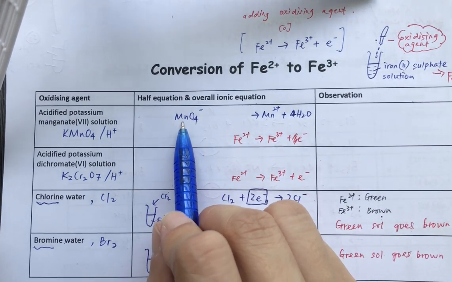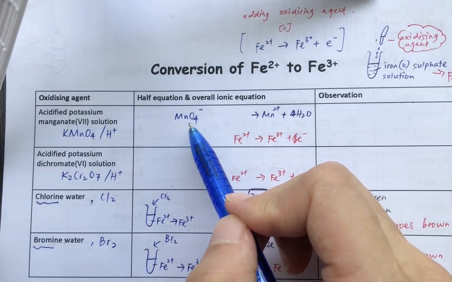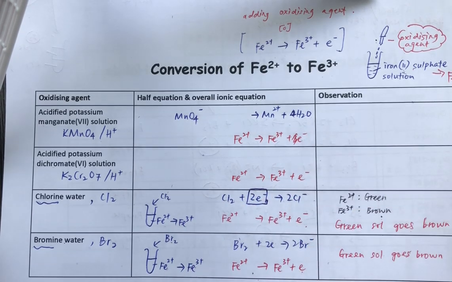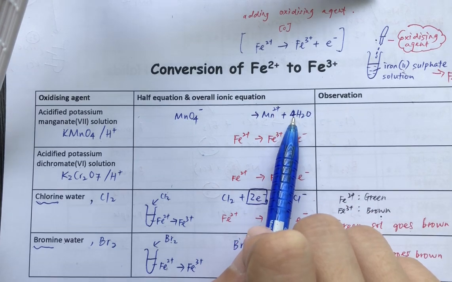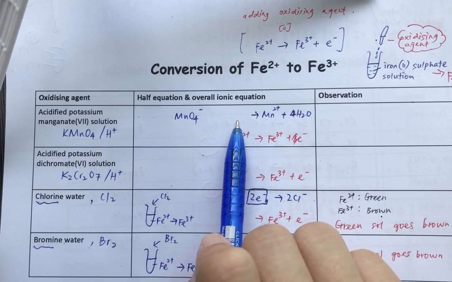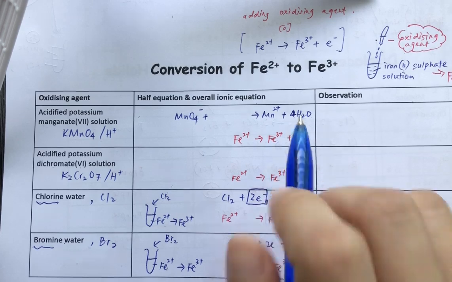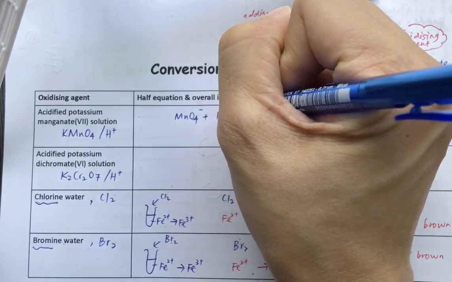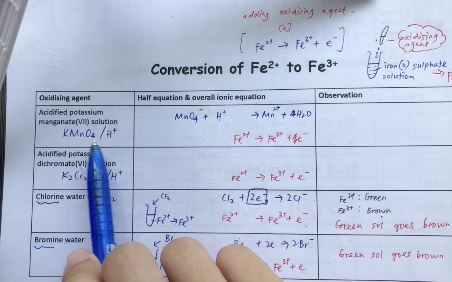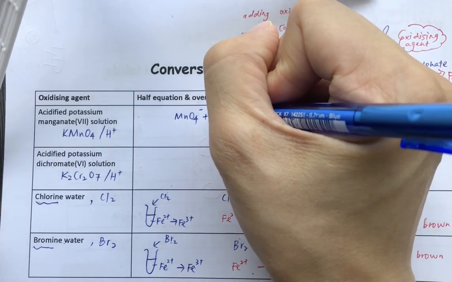Now I have one Mn and one Mn, so Mn is balanced. 4 oxygen and 4 oxygen, so oxygen is balanced. But then suddenly I have 4 times 2 of hydrogen, and on this side there's no hydrogen. So just top up here with 4 times 2, a total of 8, with hydrogen ion. Why do I top it up with hydrogen ion? Because just now you can see the manganate comes with hydrogen ion.